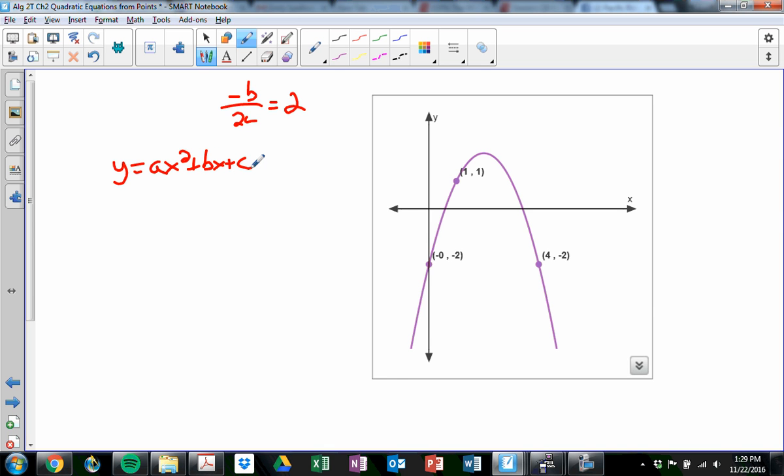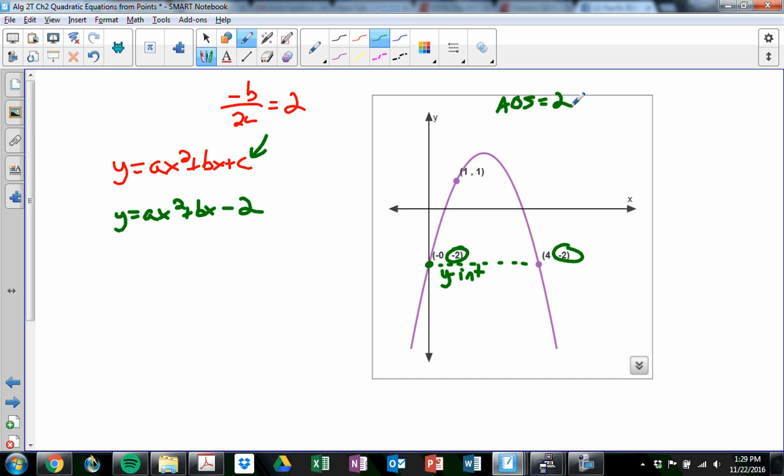But I do have one piece of information. The y-intercept is negative 2, which means that my c value is negative 2. So I have y equals ax squared plus bx minus 2. And I know that halfway between these is the AOS because they're symmetrical and these have the same y values, so they're on the horizontal line. So the AOS is at 2. So negative b over 2a equals 2.